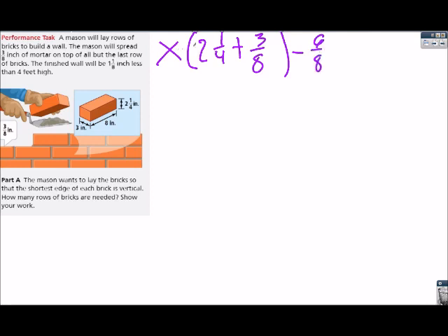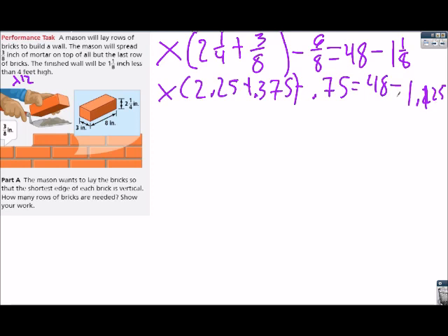So multiply how many rows I have, include the mortar, subtract the bottom and the top, and then the final thing is 4 feet. Everything else has been inches, inches, inches, inches. So I'm going to multiply 4 by 12 to get that also in inches. And then it says it wants to be 1 1/8 shorter than that. Okay, so all these different fractions, we can make them all equal 1/8, or we can make them all decimals. I prefer decimals.